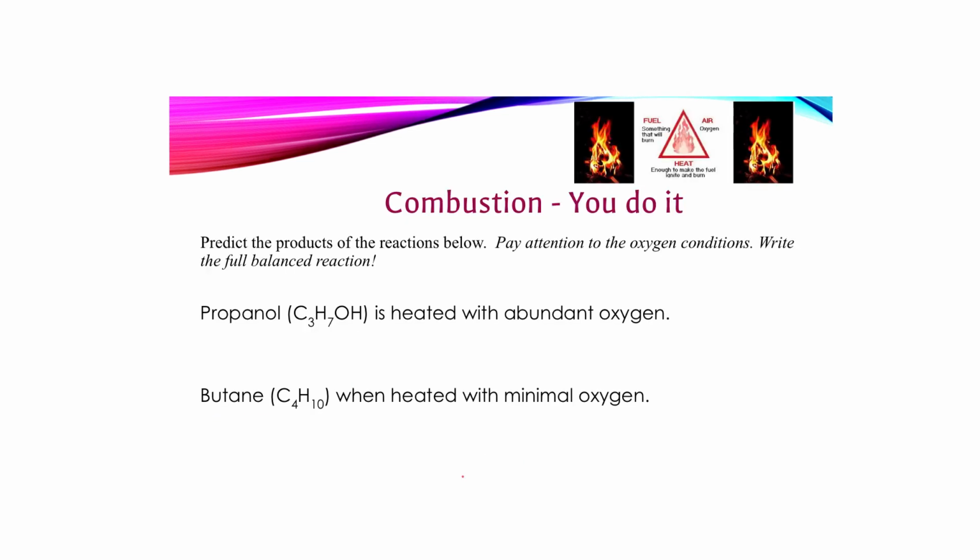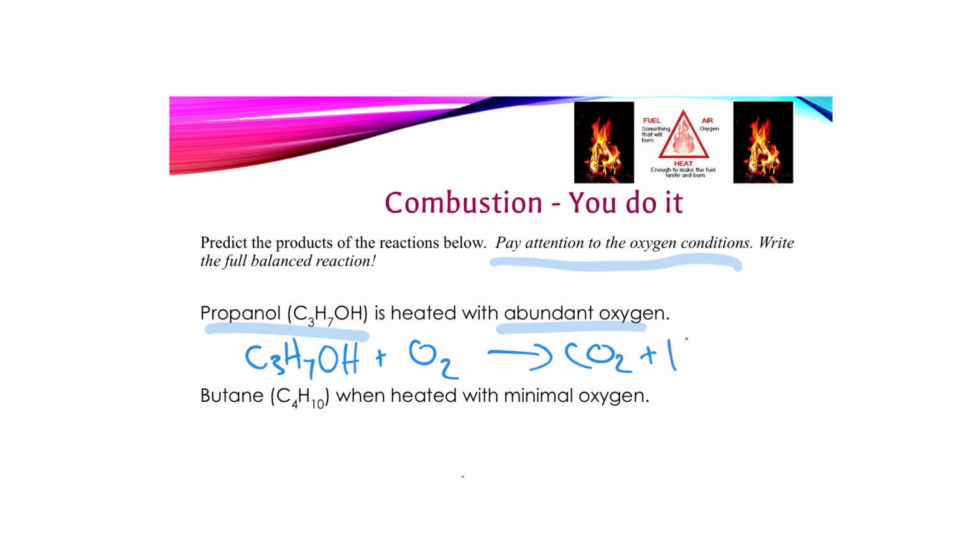So here you're being asked to predict the products, and it says pay attention to the oxygen conditions. Here, propanol, C3H7OH, has abundant oxygen. So the reaction is going to be C3H7OH plus O2 reacts to form, and since it's plenty of oxygen, we know the products are CO2 plus water. Now, let's say you forgot. No big deal. We give you that equation sheet, so you can reference that, and there's very little memorization you have to do in this unit.